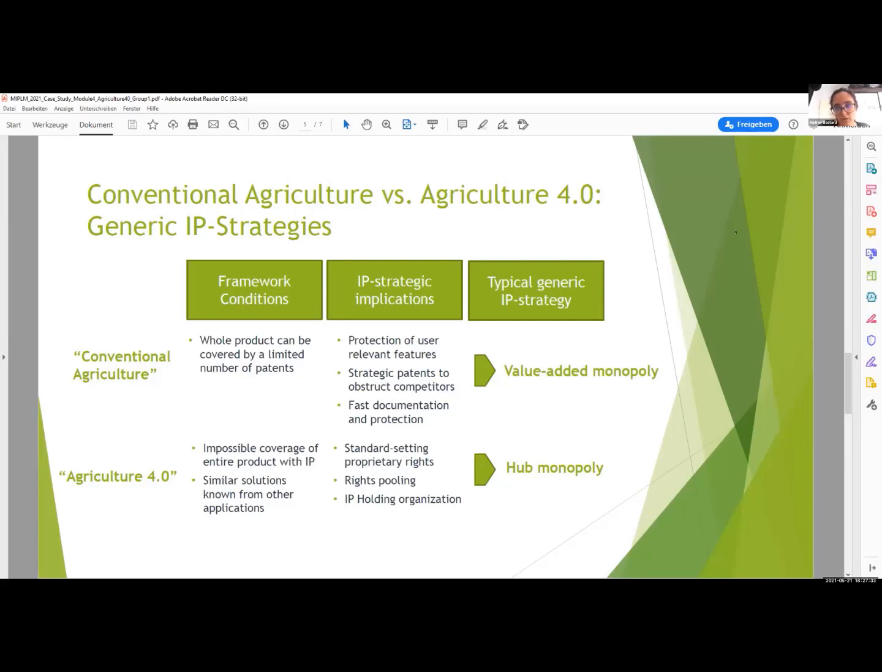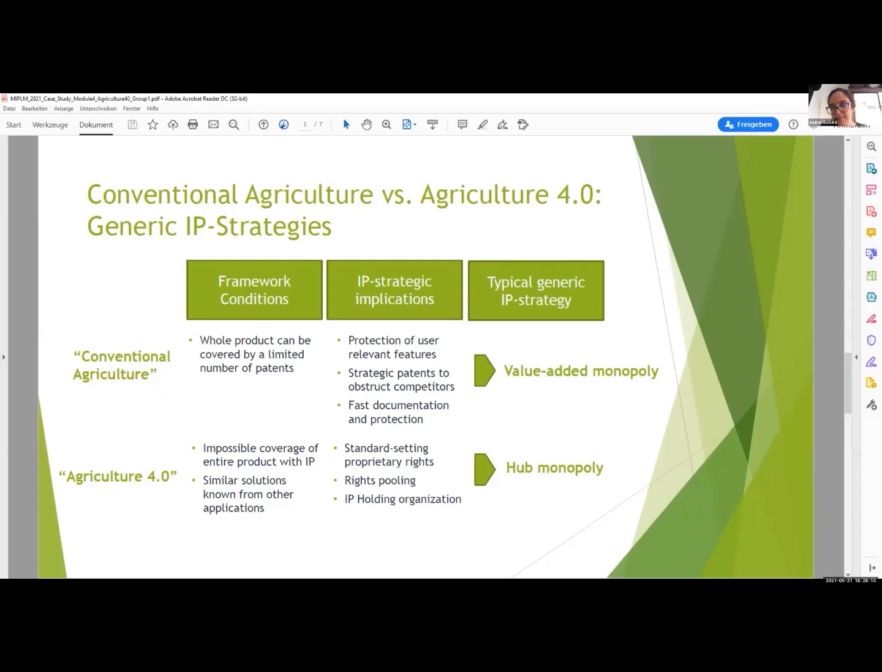Whereas for agriculture 4.0, they set proprietary rights standards, with a standardized cross-system platform, which enables a company to supply data from different sources in order to provide an integrated solution with a form of IP right pool and IP holding organization. So that means we are on a value-added monopoly IP strategy for conventional agriculture and a monopoly for agriculture 4.0.